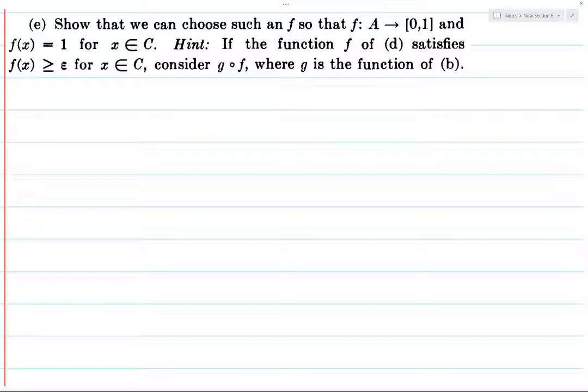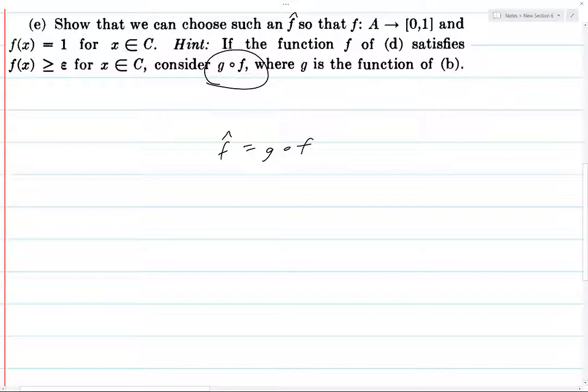Show that we can choose such an f so that this happens. Because what we're going to want to do is this f here, we're going to want that to be g of f here. This should really be like f tilde, or no, I've already used f. Okay, maybe f with a hat or caret. You'll see this notation for Fourier transforms, but since we're not there yet, I'm fine using this. So f hat, and we're going to let f hat equal g composed with f, where g is a function from b and f is a function from d.